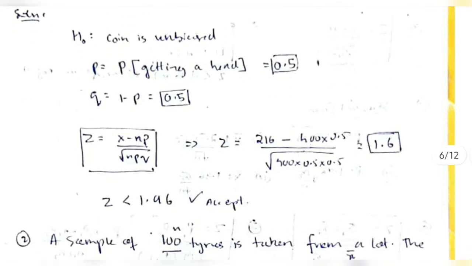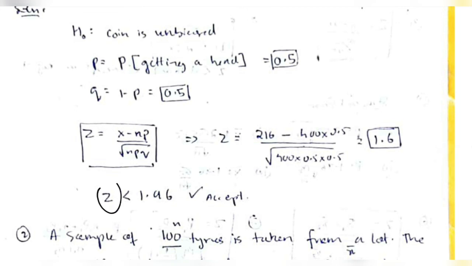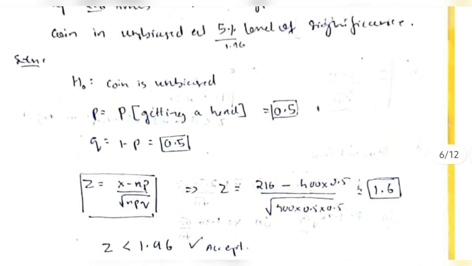So in this case the z value is 1.6, which is less than 1.96, therefore the hypothesis, that the coin is unbiased, is accepted. Okay, this was for the first formula, x minus np by root npq.